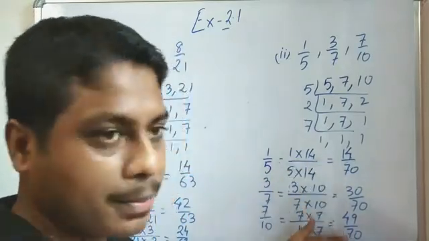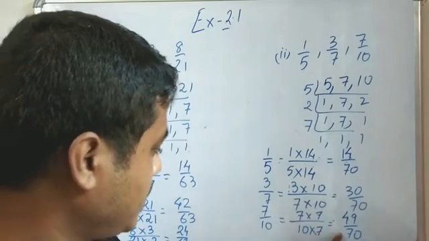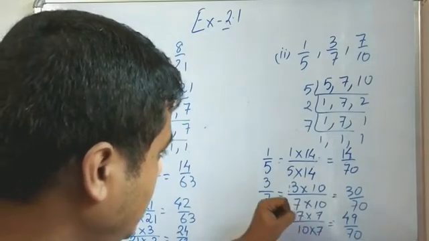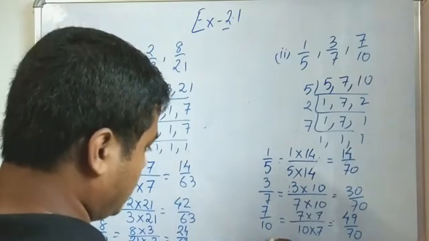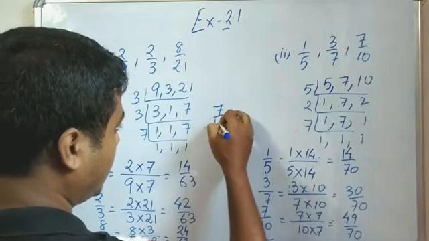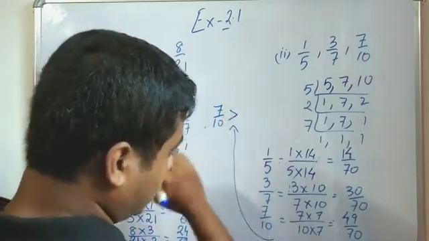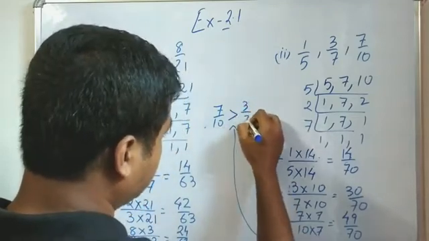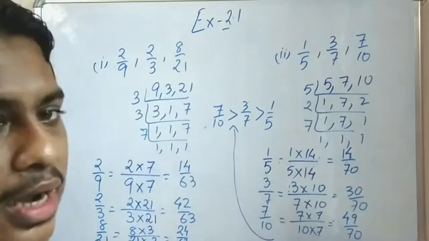That means now we can compare. Which one is a bigger value now? The bigger value is this one, 7 by 10. Next number is this, the next number is this. Since there is no place, I will be writing it here. So it is 7 by 10, then greater than 3 by 7, then greater than 1 by 5. So this is your answer.